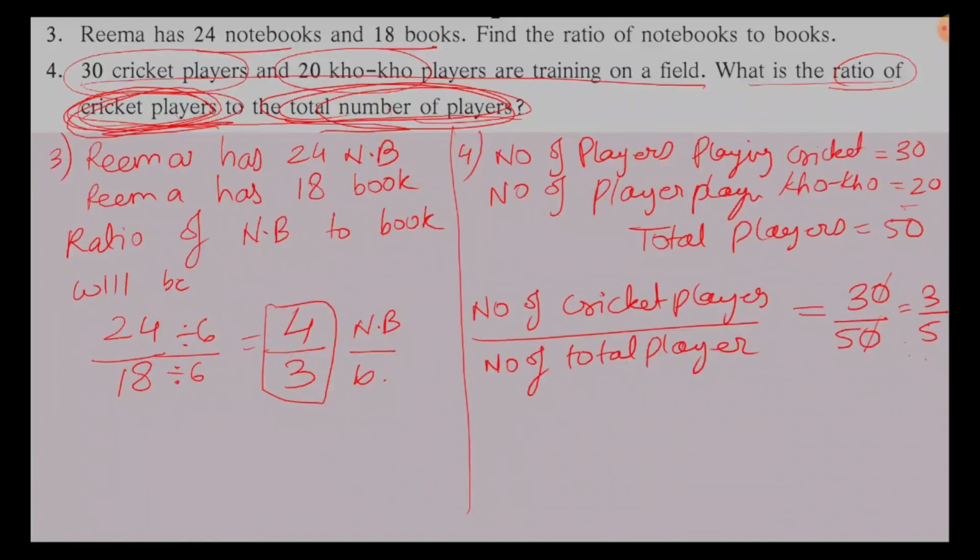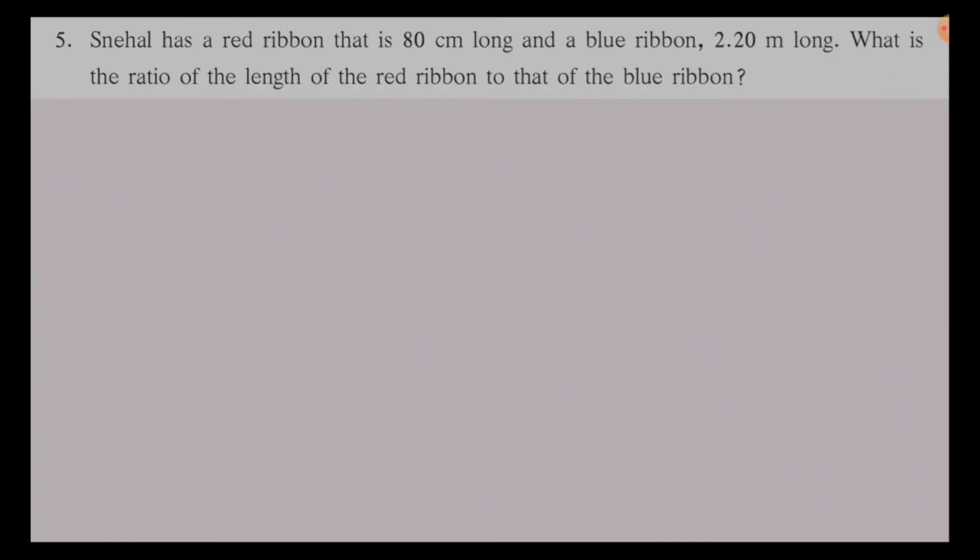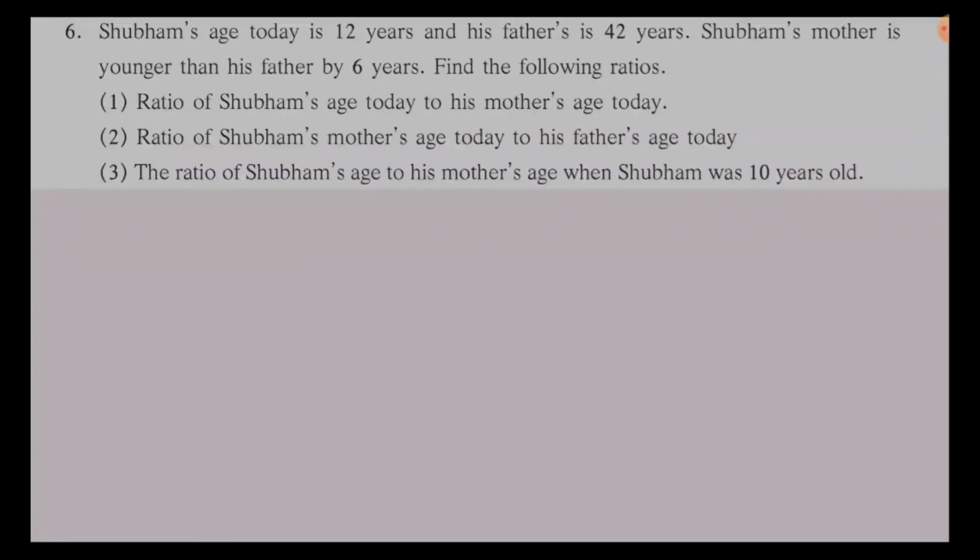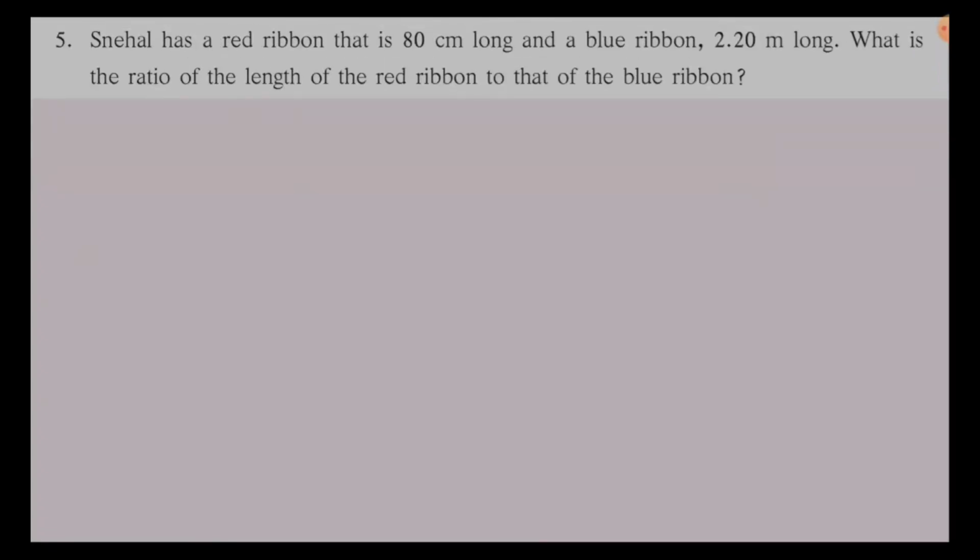Okay, so this finishes our fourth sum. Let's go to the fifth sum, and then after this there will be the last sum of our practice set. Okay, now fifth sum is what? Snehal has a red ribbon that is 80 centimeter long and blue ribbon 2.2 meter long. Again, we have got a sum where we don't have the equal unit. So first of all we will be writing Snehal has red ribbon.